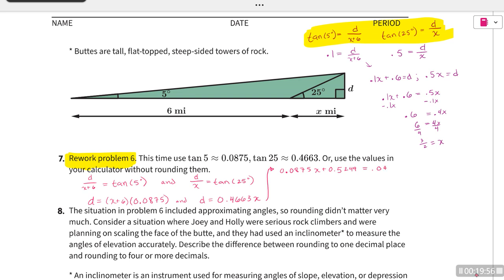So 0.4663x. Okay, so let's combine our like terms. Let's subtract. So 0.0875x, I'm going to move over. And I put my decimal place in the wrong spot there. There we go.